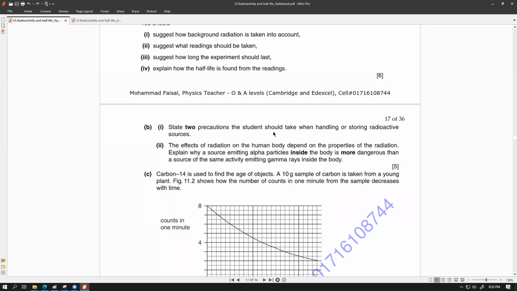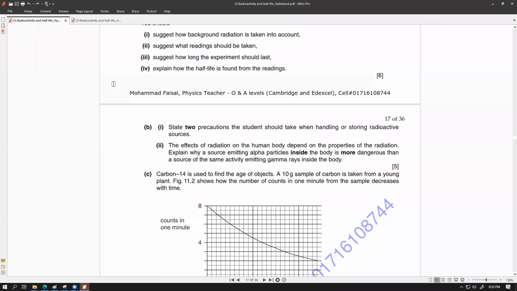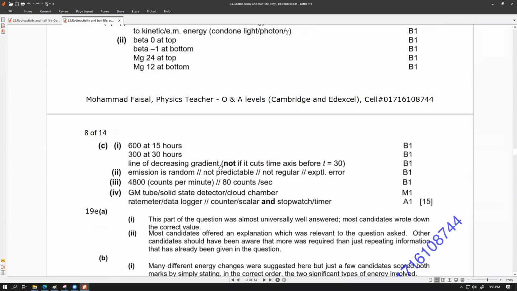Yes sir. Sir, is this for 5 marks? I mean, 2 precautions is 2 marks, so what needs to be said for the 3 marks? We're going to see right now. Let's have a look at what the examiners want out of it.